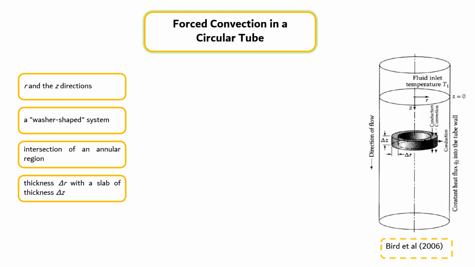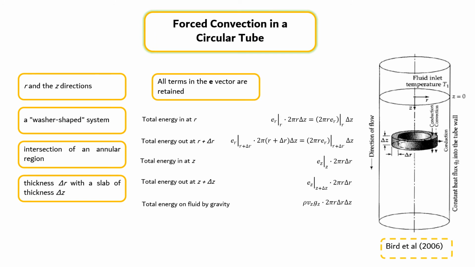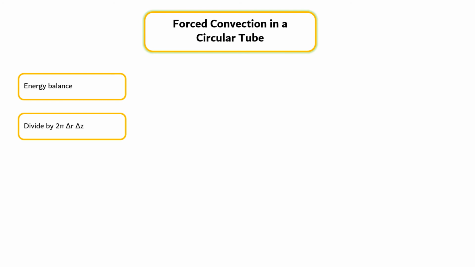In this problem, we are dealing with a flowing fluid, and therefore all terms in the energy flux vector are retained. The last contribution is the rate at which work is done on the fluid within the ring by gravity. The energy balance is obtained by summing all the contributions, equating the sum to 0, and dividing by 2 pi delta r delta z to get equation 10.18.